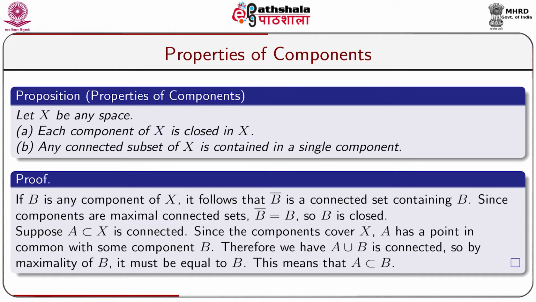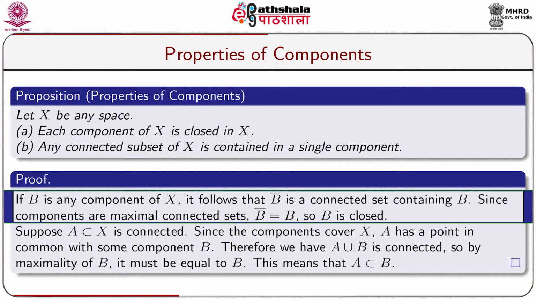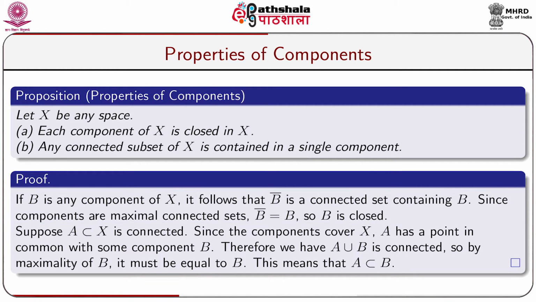Now, to prove that any connected subset of a topological space X is contained in a single component, if possible, let a connected subset A be contained in two components of X, say B and C.